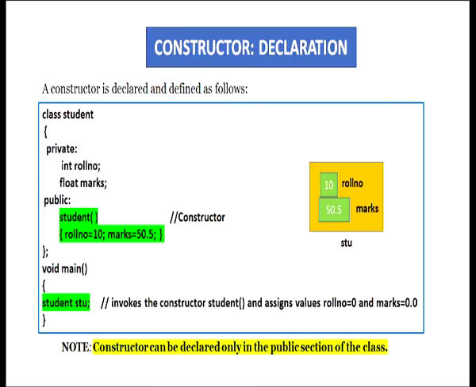Now, in main, when we create the object of this class using the statement student S2, at that time memory will be allocated to the data members of the class, roll number and marks, and the constructor function will be invoked automatically and assigns value 10 to roll number and 50.5 to marks. It is very essential to note that constructors should be declared in the public section of the class, and if they are declared in the private section, then the object won't be able to access or invoke it.